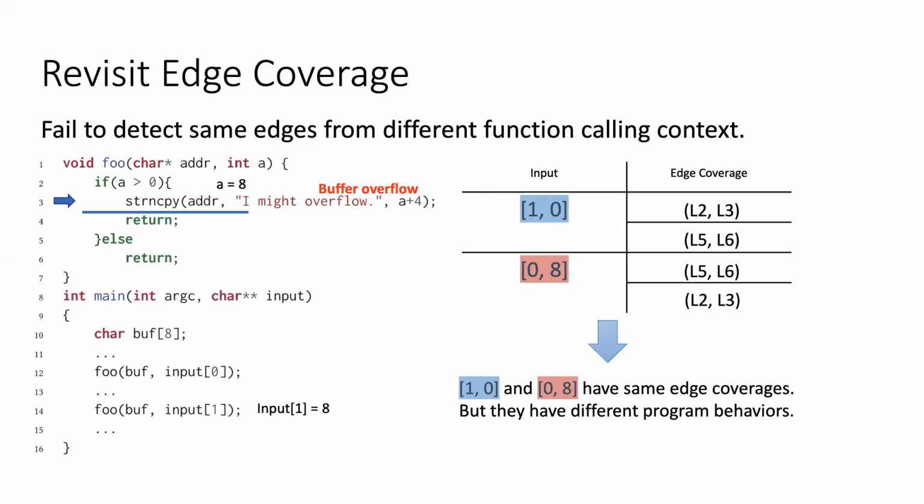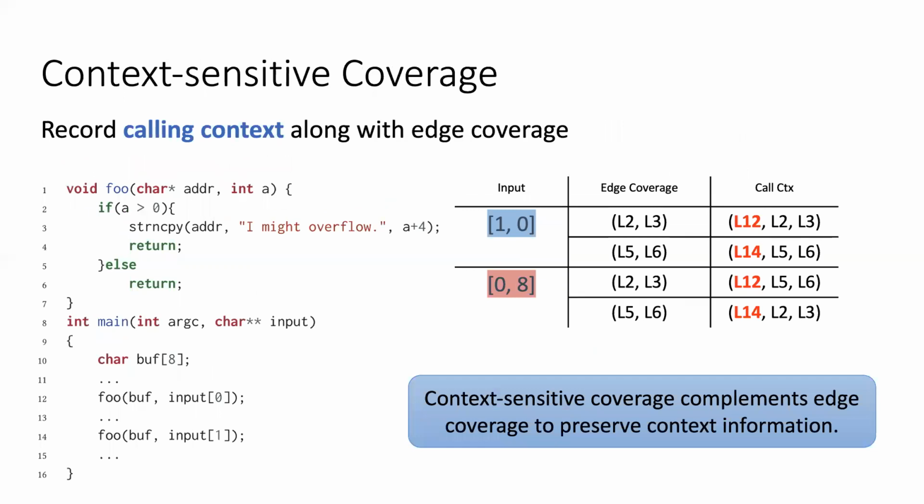same edge coverage. Now the problem is, how do we distinguish them? The answer is to define a new coverage. We define a context-sensitive edge coverage matrix by recording the calling context along with edge coverage, as shown in the table. Compared with vanilla edge coverage, context coverage records additional calling context ID as marked in red. It can complement edge coverage to preserve context information.